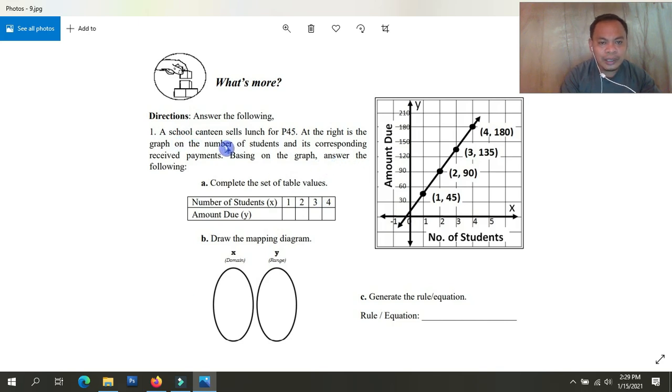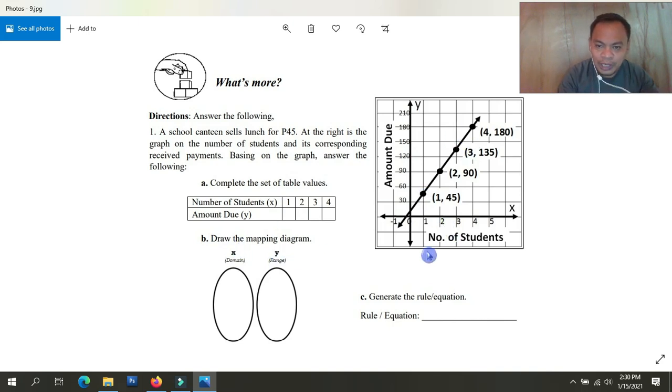A school canteen sells lunch for 45 pesos. At the right is the graph on the number of students and its corresponding received payments. Basing on the graph, answer the following. Letter A, complete the table. And letter B, draw the mapping diagram.